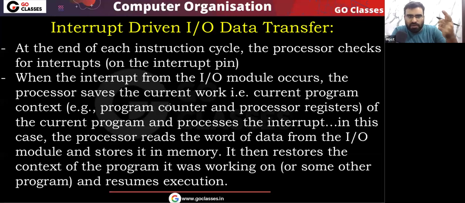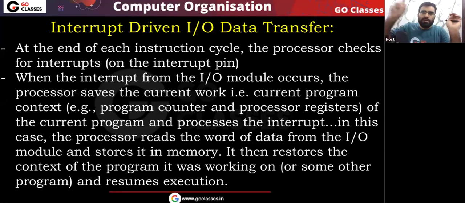Now what will the CPU do? It will execute the current instruction. And after executing the current instruction, the CPU will check, is there any interrupt? Now, if there is an interrupt, then what will the CPU do? CPU will save the program. Save the registers, save the program counter. The current work CPU will save.